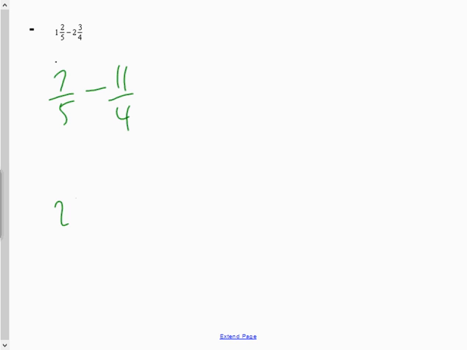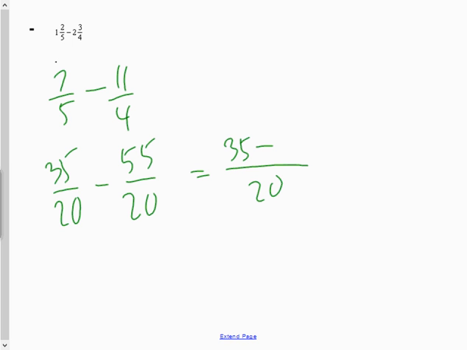In grade 7, you learn to find common denominators, which would be 35/20 take away 55/20. Keep your denominator, subtract your numerators. Oh, sorry, 55. Keep flip change. 35 positives and 55 negatives is 20 negatives. So when you do that, did I do something wrong?